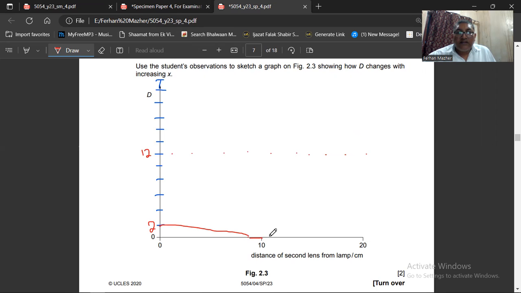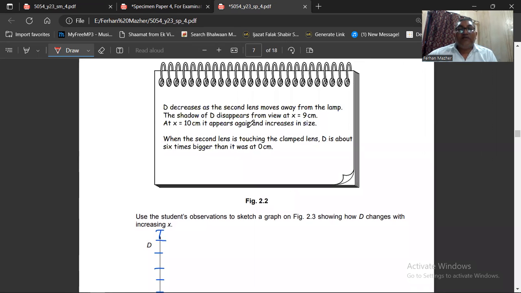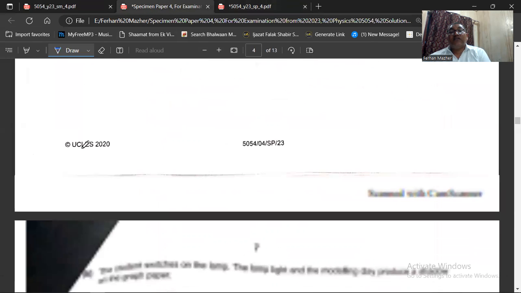Then it goes like this, and then it goes like this. Okay, so this is how you will draw this graph. This is coming from here. D decreases as the second lens moves away from the lamp. The shadow disappears from view at x equals 9 centimeter. At x equals 10 centimeter it appears again and increases in size. When the second lens is touching the clamped lens, D is about 6 times bigger than it was at 0 centimeter. So I have drawn this.